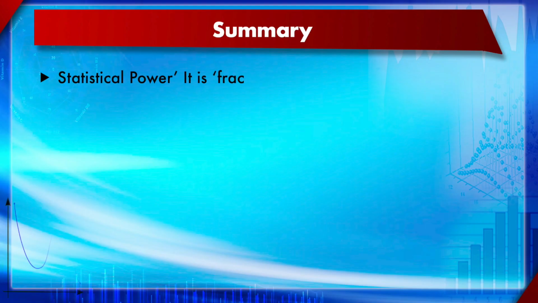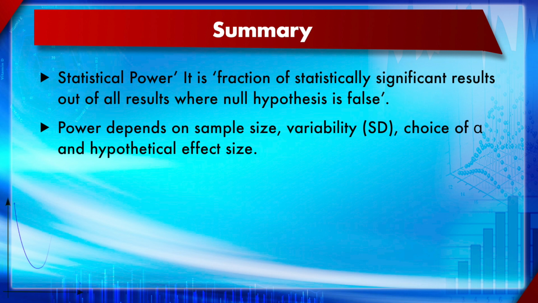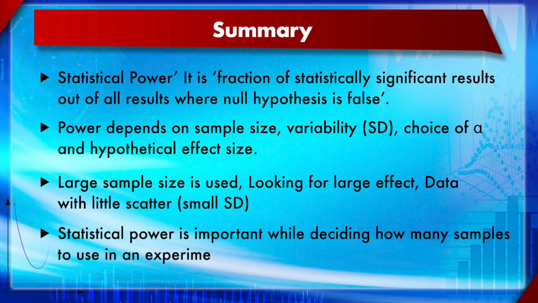So in summary, statistical power is the fraction of statistically significant results out of all results where the null hypothesis is false. Power depends on the sample size, variability, that is standard deviation, and the choice of the hypothetical effect size. You will get a very high power when you use a large sample, look for a large effect, or have data with little scatter, that is a small standard deviation. Statistical power is important while deciding how many samples to use in an experiment. That is why calculating the sample size matters, and we are going to explain that in the next section.